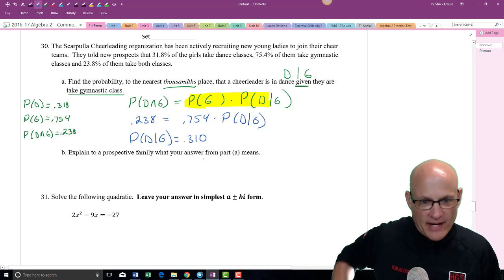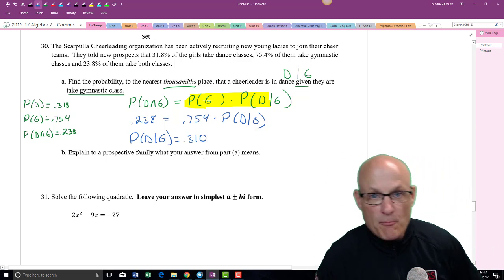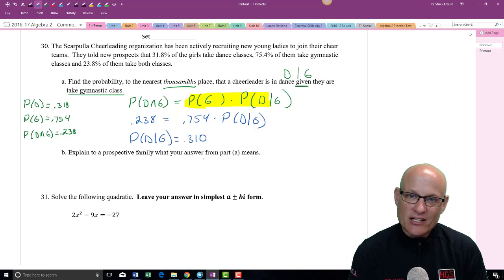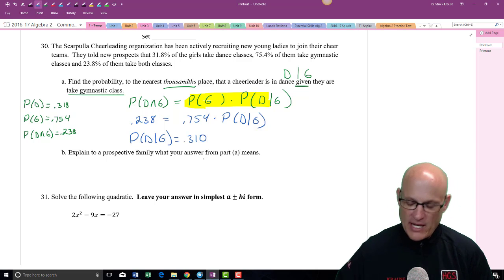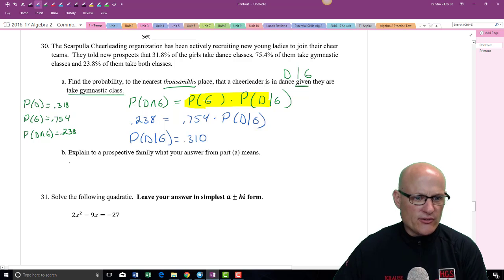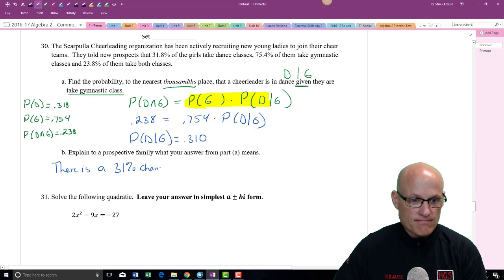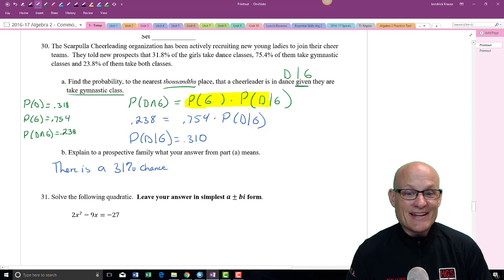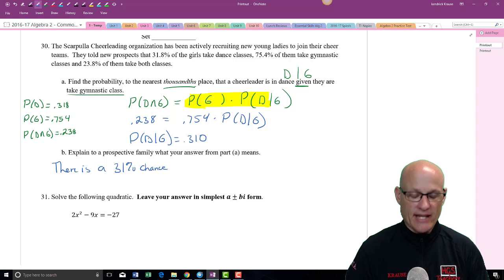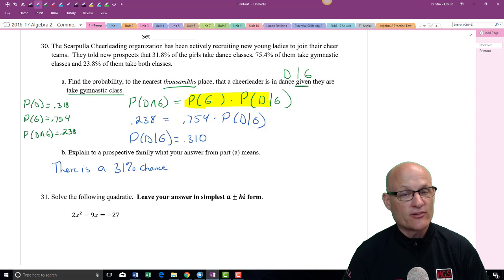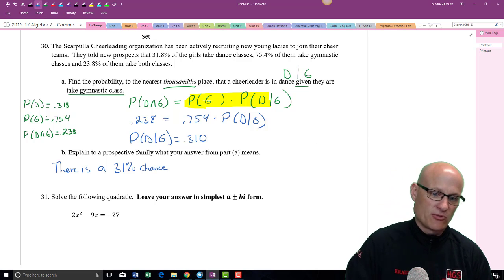Explain to a prospective family what your answer in part A means. So bear with me, I'm just going to tell you, and you don't have to watch my poor penmanship. There is a 31% chance that a girl that is already in gymnastics also takes dance. So there's a 31% chance a girl selected at random from the gymnastics class also takes dance. That's what it means.